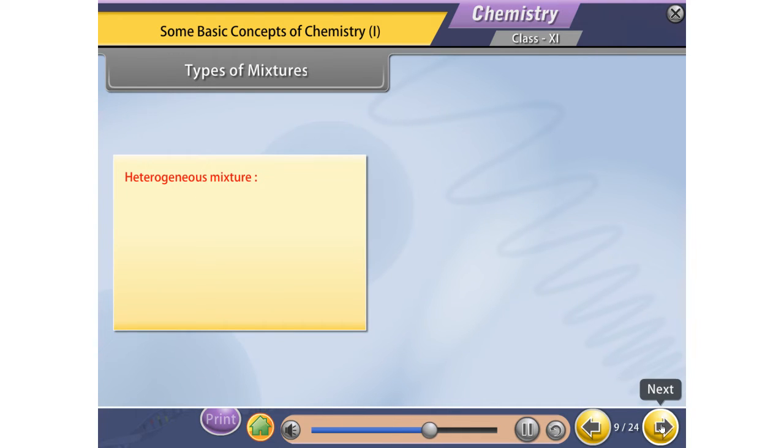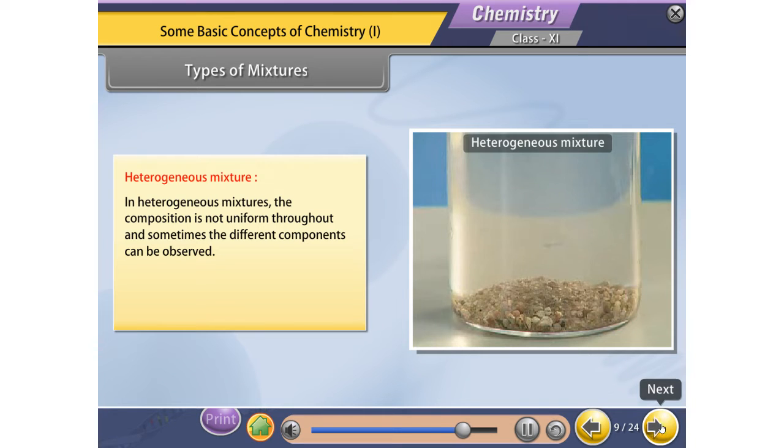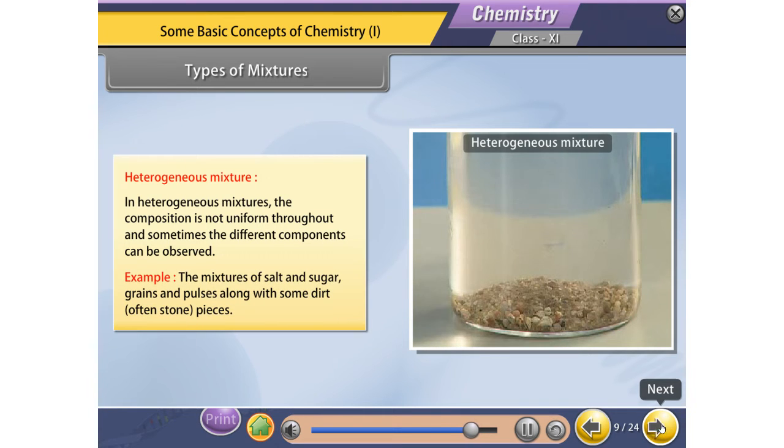Heterogeneous mixture. In heterogeneous mixtures, the composition is not uniform throughout and sometimes the different components can be observed. Example, the mixtures of salt and sugar, grains and pulses along with some dirt, often stone pieces.